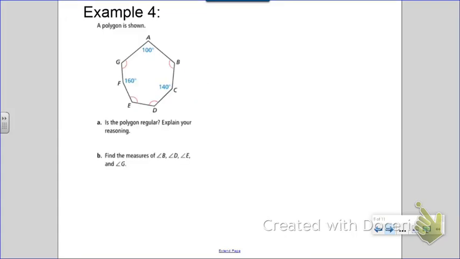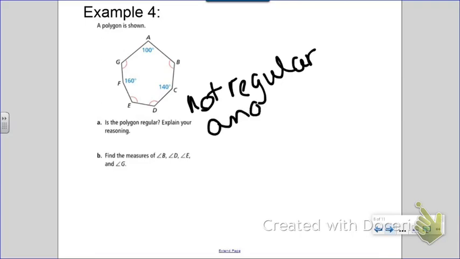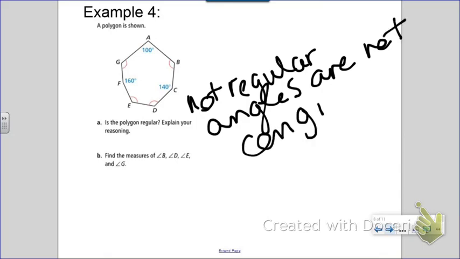In our next example, we have a polygon asking is it a regular polygon. A regular polygon has all sides and angles congruent. So this is not regular because angles are not congruent. We can still find the measures of the interior angles. All of those angles marked are congruent.